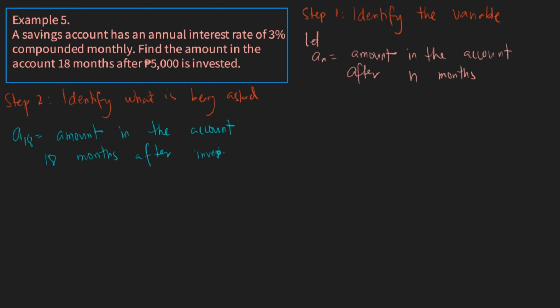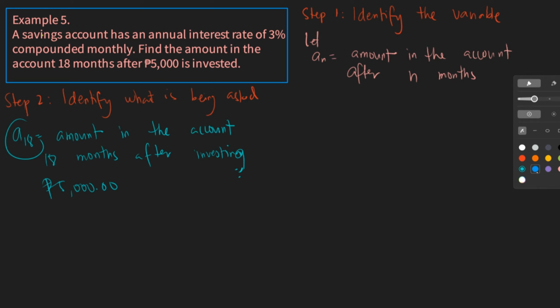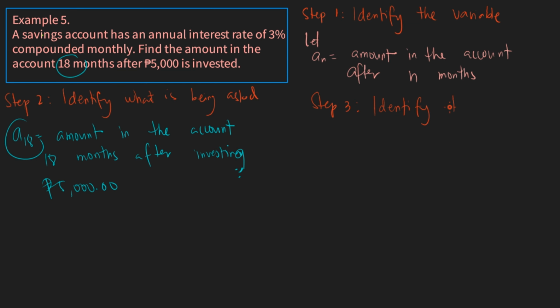After investing 5,000 pesos, we want the A sub 18. Why 18? Because of 18 months. That is our conversion period. Alright, now let's have step number 3. Identify the given values.